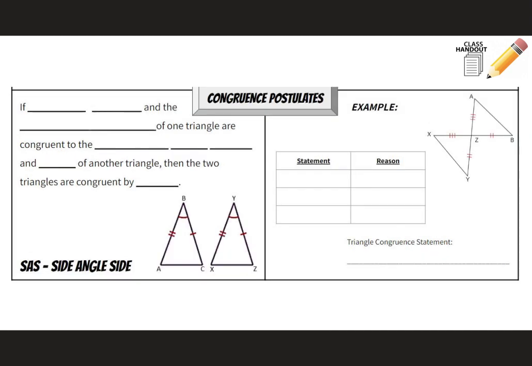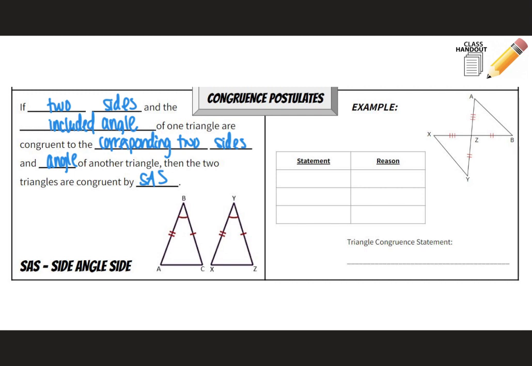The next congruence postulate is side angle side. Side angle side states that if 2 sides and the included angle of one triangle are congruent to the corresponding 2 sides and angle of another triangle, then the triangles are congruent by SAS.